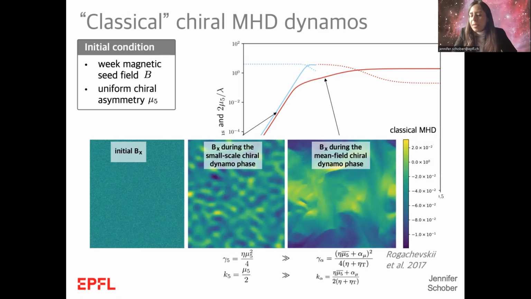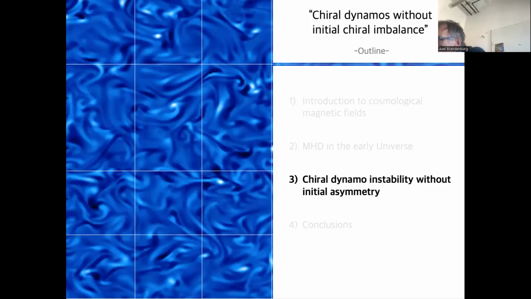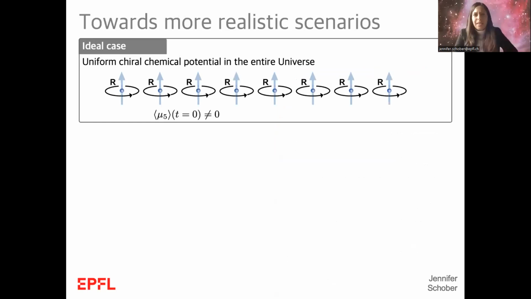And this is something that we have discussed in detail in this paper led by Igor Rogachevskii. So in fact, at late times when there's enough turbulence in the system, there are some mean field effects that lead to a large scale dynamo instability in this chiral MHD. Today, I want to extend that picture a little bit. I think I don't have too much time left. I will try to be brief.